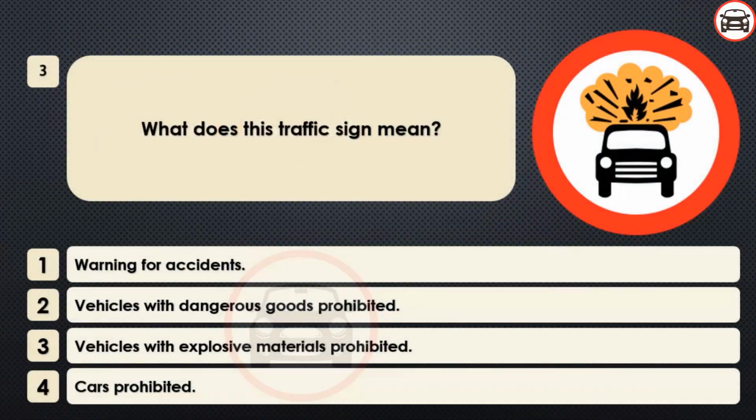What does this traffic sign mean? 1. Warning for accidents. 2. Vehicles with dangerous goods prohibited. 3. Vehicles with explosive materials prohibited. 4. Cars prohibited.